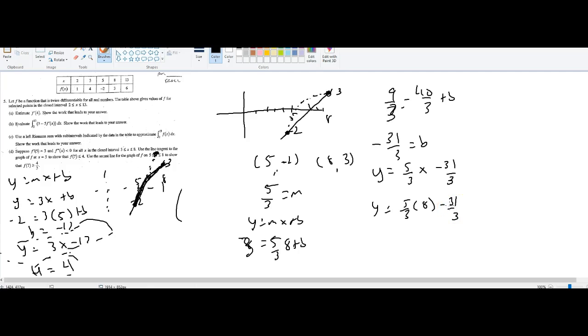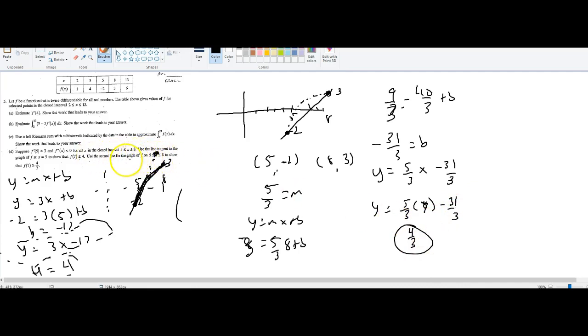And I'm going to get an answer I didn't expect. So what did I do wrong? 5 thirds, 8. No, I'm not supposed to put it again. I'm supposed to put in 7. That's the problem. Okay. I'm getting the point we started with. So 7. So that gives me 35 thirds minus 31 thirds, that gives me 4 thirds. And that's what the problem stipulates.